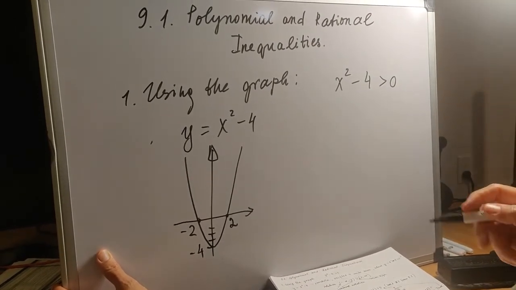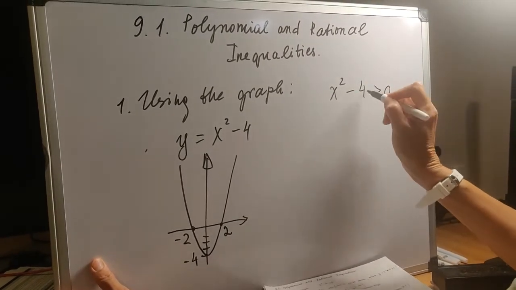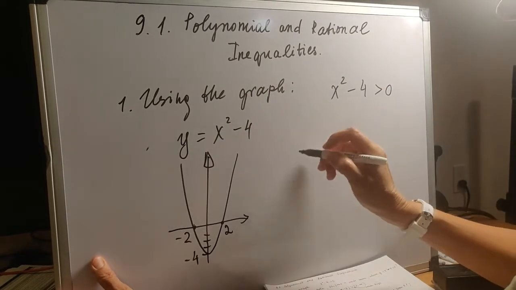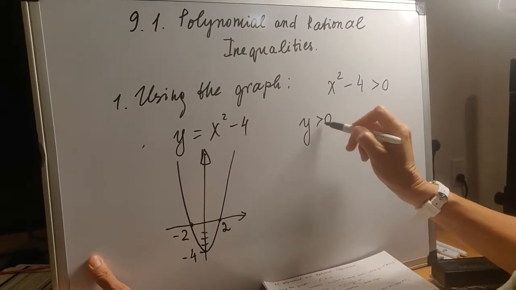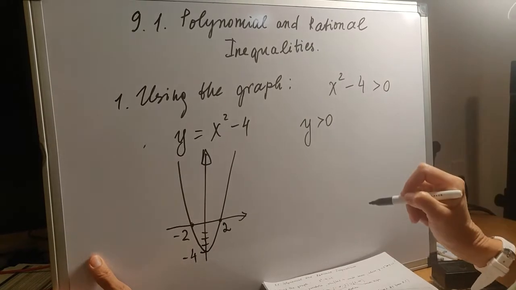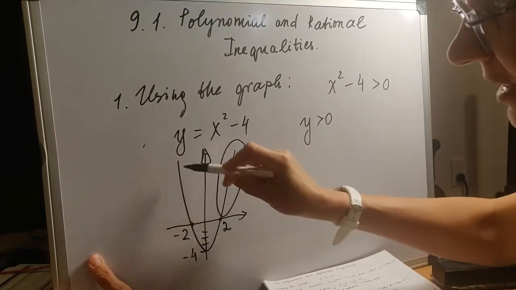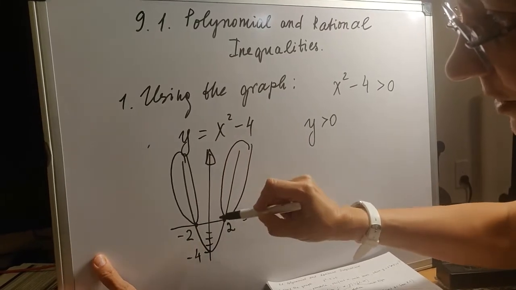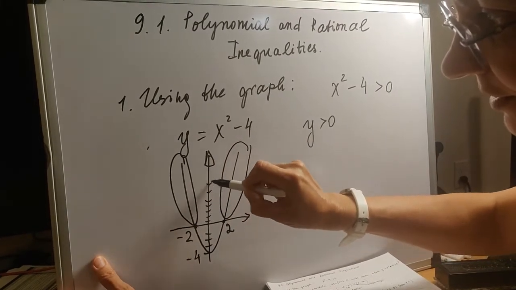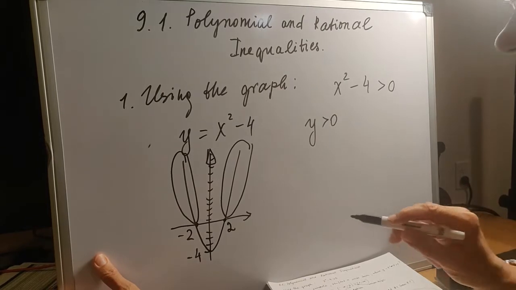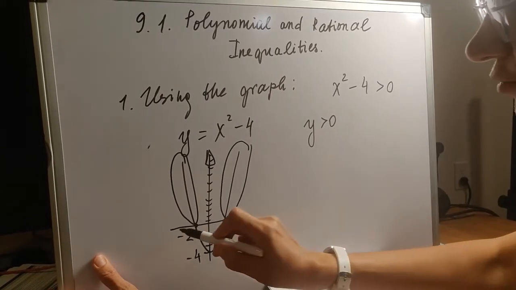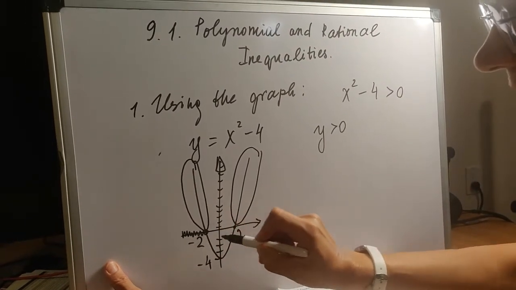That's a normal parabola. Well, because this expression, x squared minus 4, is equal to y, if y is greater than 0, then my inequality is going to be true. Where is y greater than 0? Y is greater than 0 here and here, right? Generally, y is greater than 0 everywhere over here, in the positive direction of the y-axis. So we are going to have two intervals which are going to make up the solution.